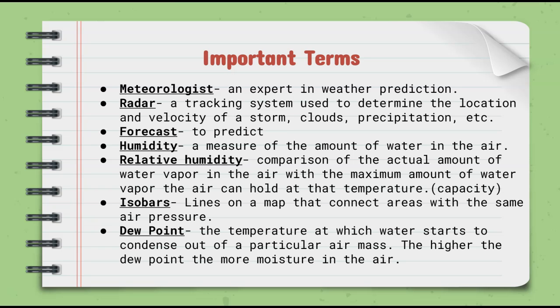The second term is radar. Radar in a weather sense is used as a tracking system to determine the location and velocity of storms, clouds, precipitation, and other weather events. Radar has saved countless numbers of lives, especially when it comes to thunderstorms that have the possibility of creating tornadoes and things like that.